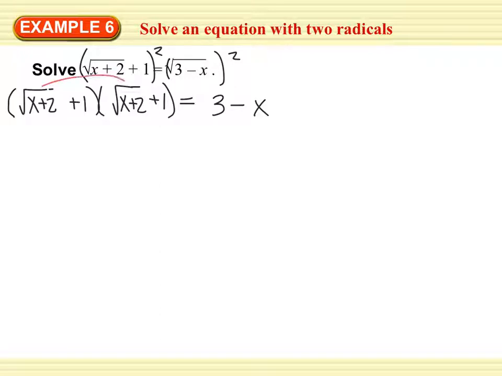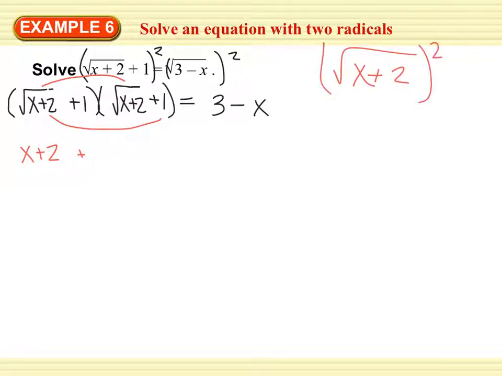So first times first, sorry, first times first, when I have square root x plus 2 times square root x plus 2, that's like I'm squaring it. I should explain that if you don't remember. So my first times first is good. Now, outer gives me 1 times square root of x plus 2. Inner gives me 1 times square root of x plus 2. And last, we're good with last, right?